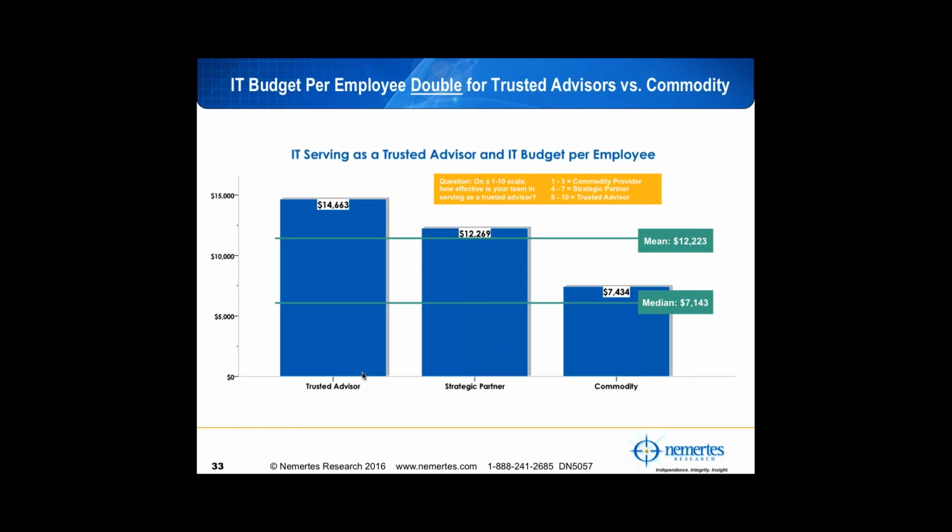So this is just a number that shows you when IT serves as a trusted advisor internally to the business unit, the budget is basically almost twice as much per employee as it is if they just look at you as a commodity provider of technology services. So this is a very compelling reason as to why you want to make sure that you're always interacting with the business units.